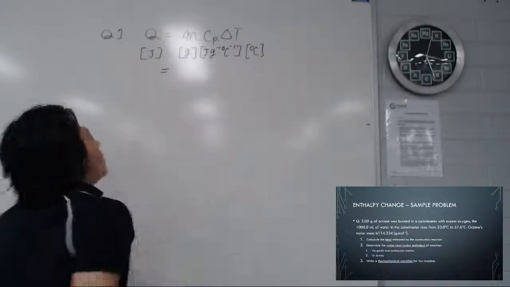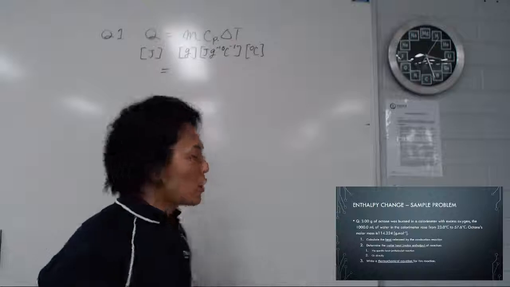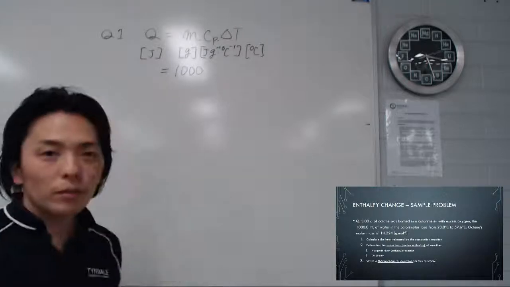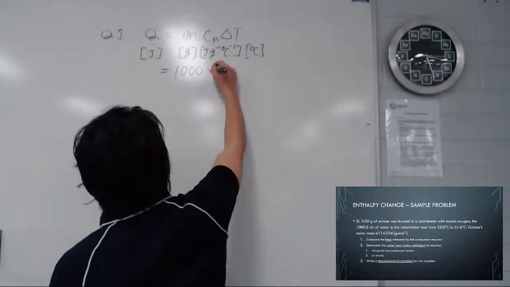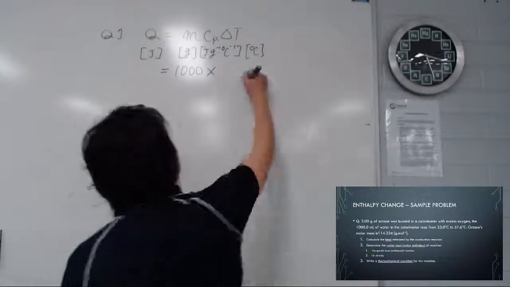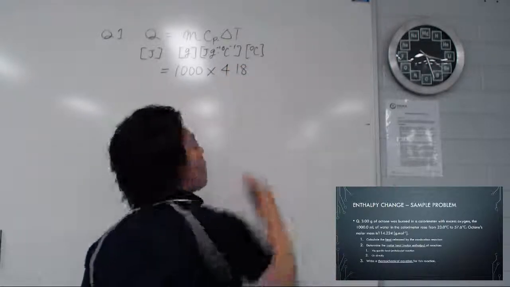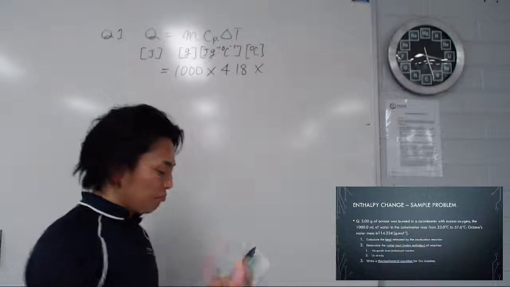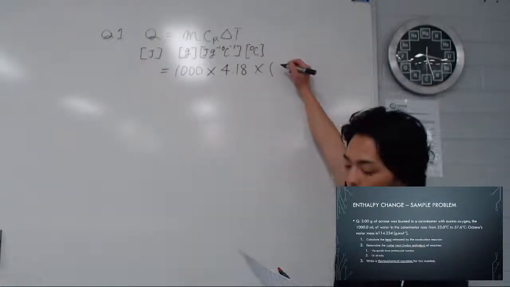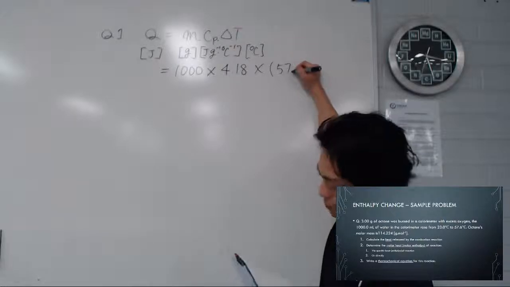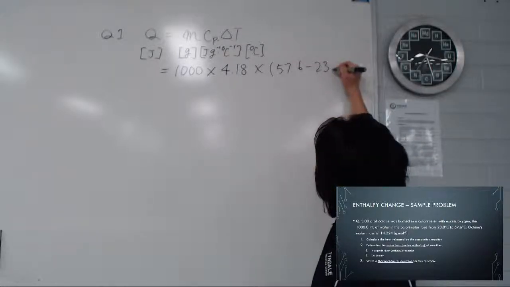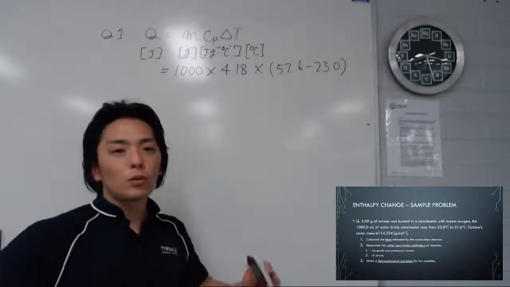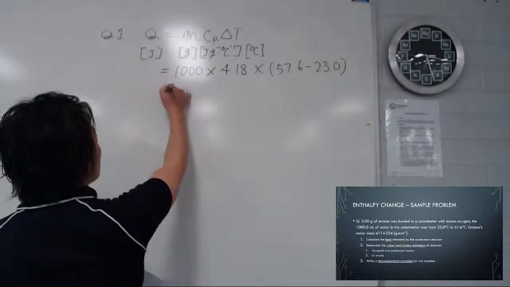So let's see. What was the mass of water used? According to the question, it's 1000 mils, which is interchangeable to grams. So that's 1000. Let's use multiplication sign. Cp, C, is 4.18. Yeah. And delta T, now you might have to find it by putting these numbers in. 57.6 take away 23.0. Alright, so all the numbers are there. So if you type that into calculator, hopefully I did the right thing too.